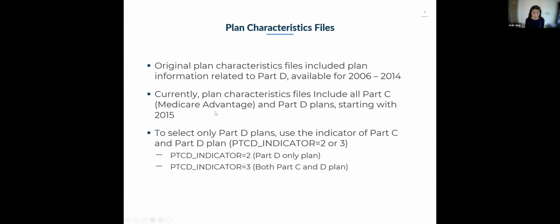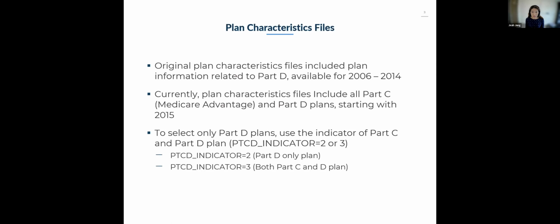Before I start, one note here is that for the earlier years of data, between 2006 and 2014, this plan characteristics file included information related only to Part D. Since 2015, they changed this plan characteristics file to include information on Part C plans, Medicare Advantage plans. So when you purchase, you have to separately buy these plan characteristics files, and you will have information on both the Part C and Part D plans.